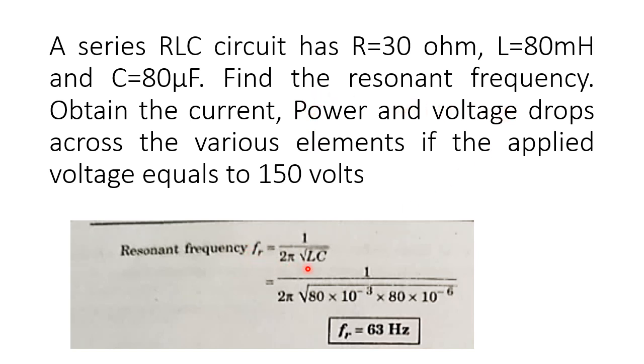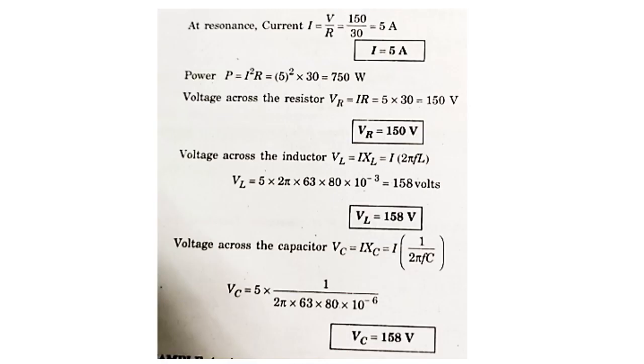We know the formula for resonant frequency, which is Fr is equal to 1 by 2 pi root LC. And from the given data, we know L is 80 millihenry, C is 80 microfarad. Just substitute the values, and you will get resonant frequency is equal to 63 Hz. Next, current. By Ohm's law, we know that current I is equal to V by R. Since it is a pure resistive circuit, we can use this formula. Voltage is given, which is 150 volt. Resistance is 30, so the current is 5 amps. So we have found the current.